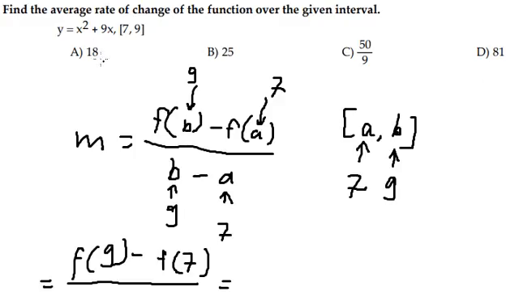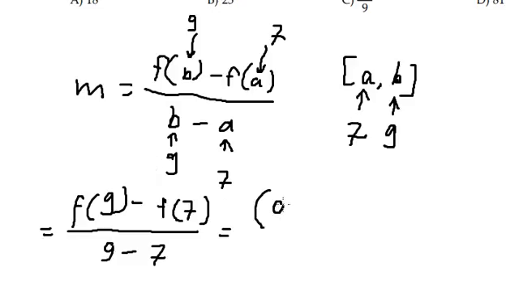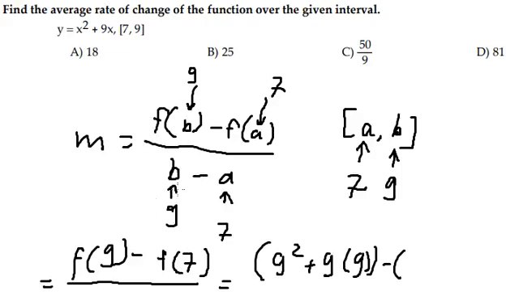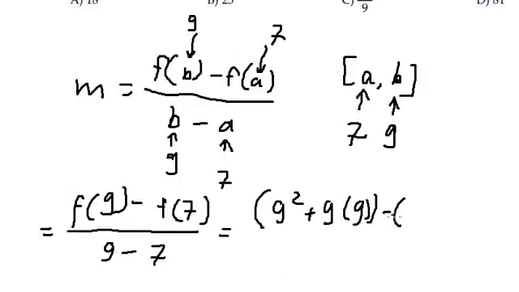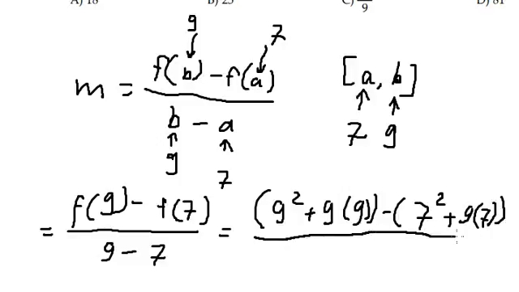About f of 9, we have the function in here. So we put number 9 in here and here. So we will have about 9 square plus 9 multiplied by 9, minus, we put number 7 in here and here. So we have 7 square plus 9 multiplied by 7 over 9 minus 7. We calculate about this one. You got about 25.